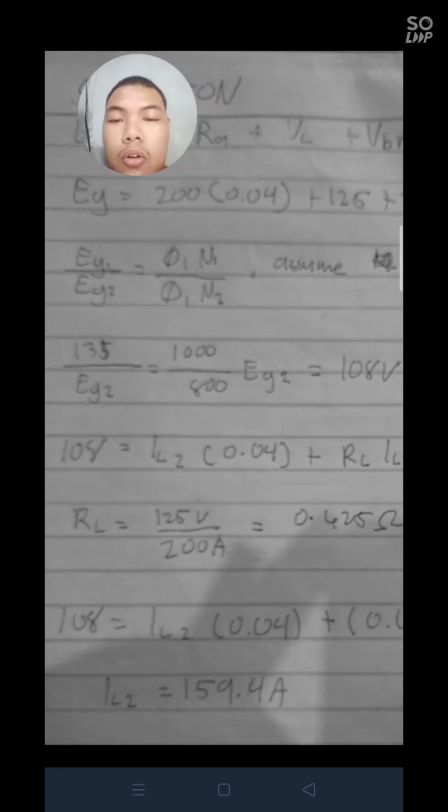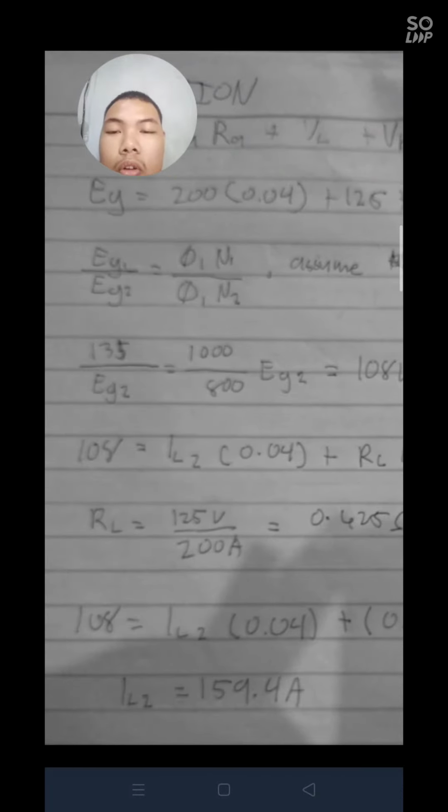Another formula: Eg1 over Eg2 equals flux 1 and N1 over flux 2 and N2. So let's assume that flux is constant. So Eg1 is 135 over Eg2 equals 1000 over 800. Eg2 equals 108 volts. So let's proceed.